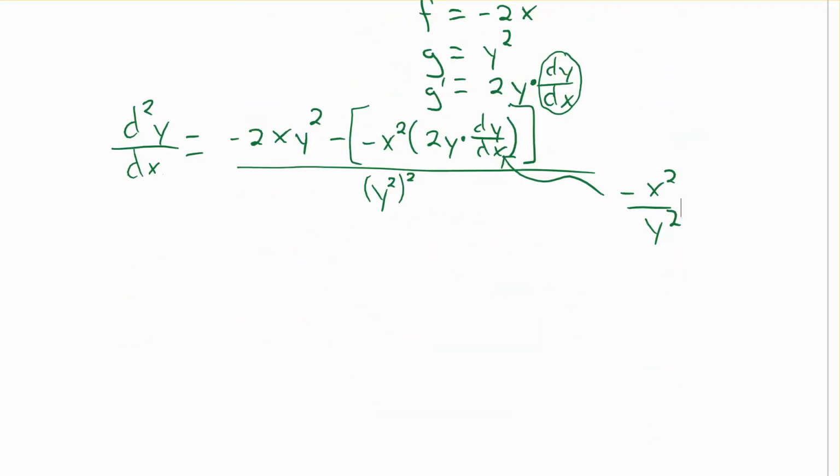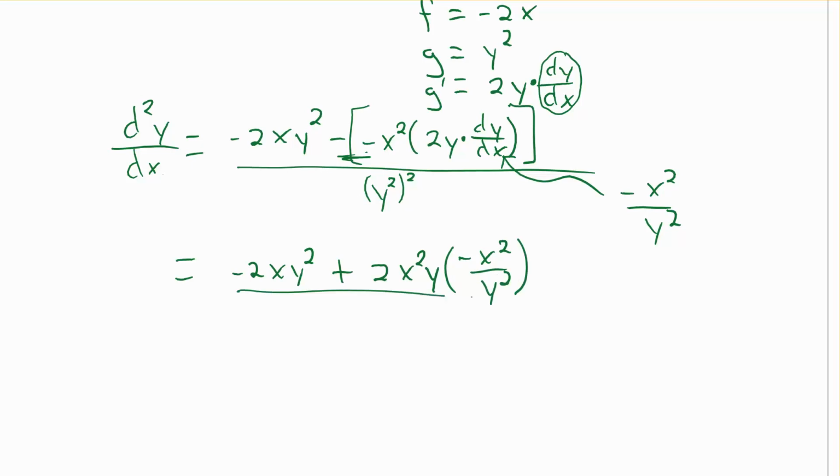All right, so let's keep going with this. I'm just going to simplify this again. We've got negative 2xy squared. Negative times a negative, I'm just going to change that to a positive right now, so plus 2x squared y. And then instead of dy dx, I'm going to write negative x squared over y squared, all over y to the power of 4.